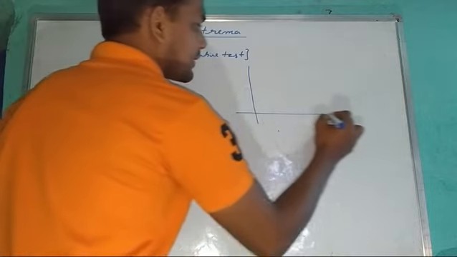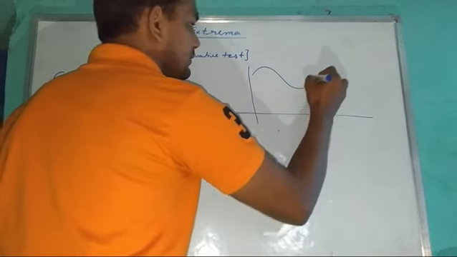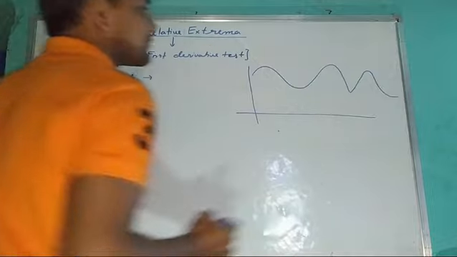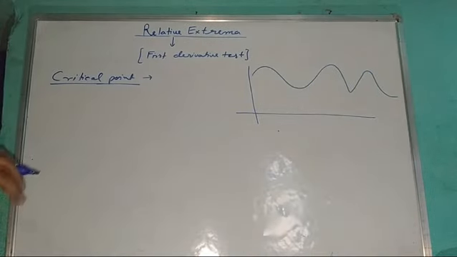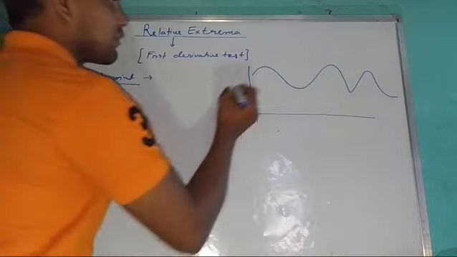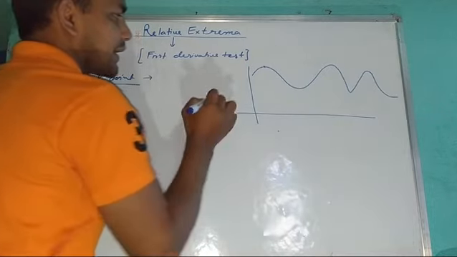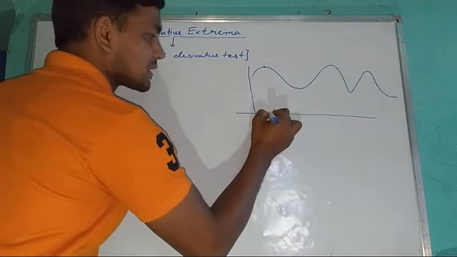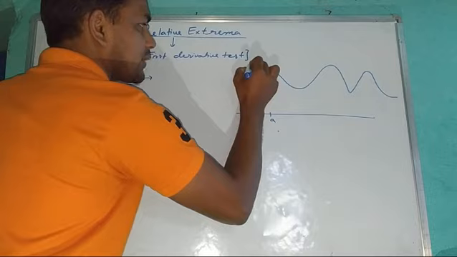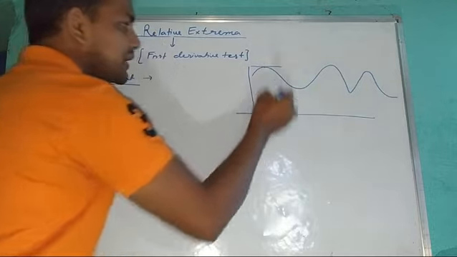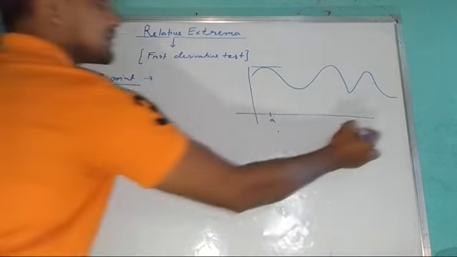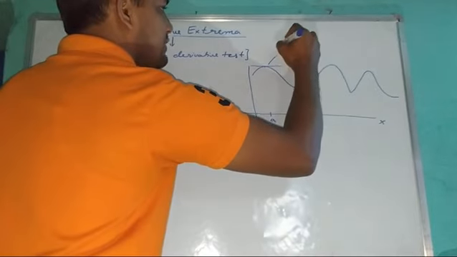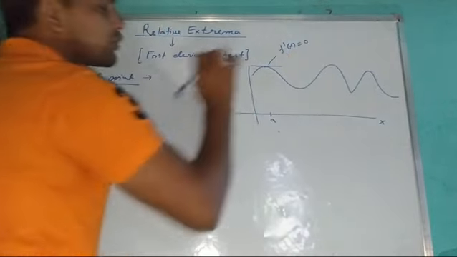Graphically, suppose that we have a function like this. The point at which the first derivative of the function is 0 is known as a critical point. For example, suppose this point is A. If you want to find the tangent of the function at point A, we can put a tangent at A that is parallel to the x-axis, and this is the x-axis. We can see that the first derivative of the function is equal to 0. It means this point is a critical point.